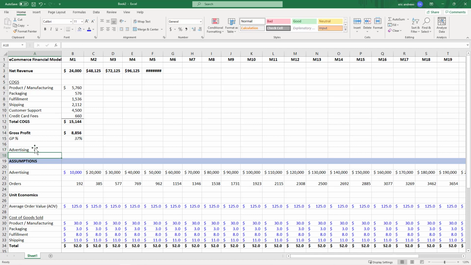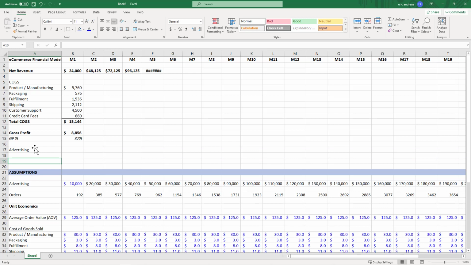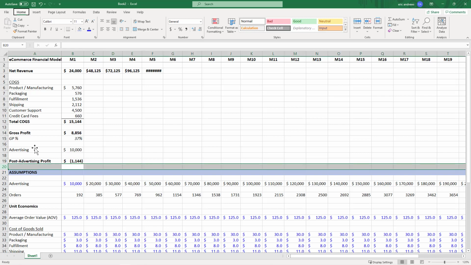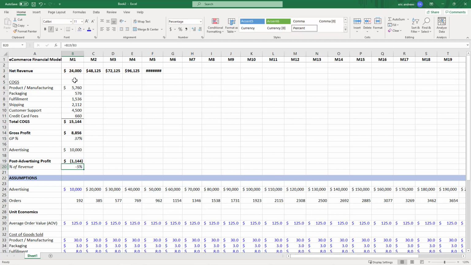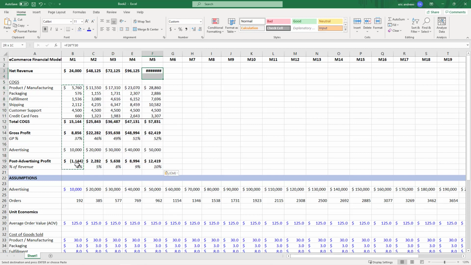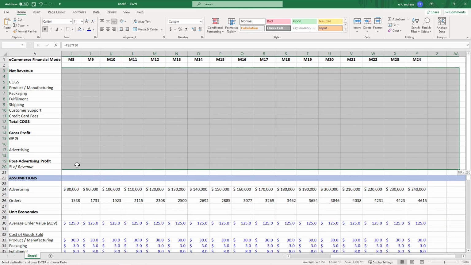Now, finally, we want to look at our advertising and then our post-marketing or post-advertising profit. Okay, so if we put this down here, now we can say, okay, well, here's our product profit, but then we did some advertising, so how much is left over at the end of the day? And let's say percent of revenue. Okay, so this gives us a good sense of where we're at from day one. But as we scale our product up over time, we should become profitable because we know we are profitable on each individual order. So let's copy this across and then copy it all the way across. And then we can sort of chat through it a little bit.